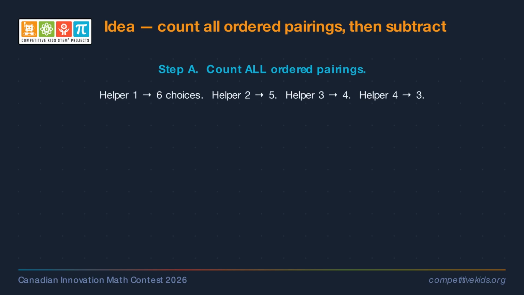Helper 1, Anna, has 6 choices of new student. After Anna picks, helper 2, Ben, has 5 new students left. Then helper 3, Kara, has 4. Then helper 4, Dan, has 3. So we multiply. 6 times 5 times 4 times 3 equals 360 ordered pairings. We write this as P(6,4). The letter P stands for permutation.